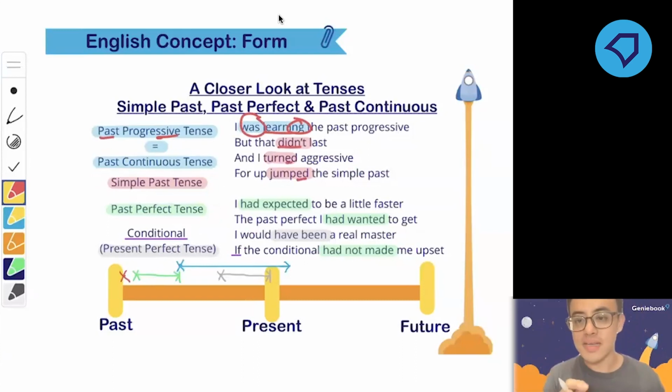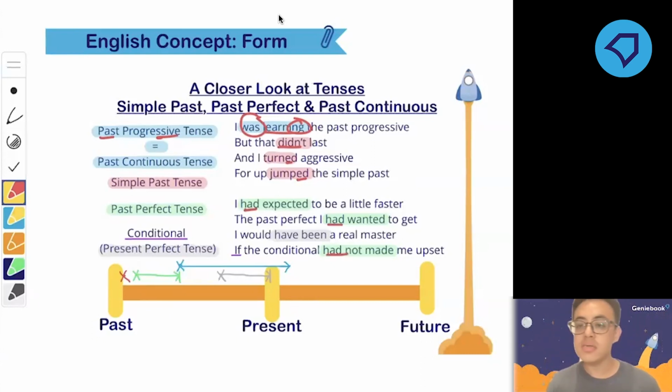Now, past perfect tense is a little bit difficult. Okay, let's talk about past perfect tense. Now, I read the second part of the poem. I had expected to be a little faster. The past perfect I had wanted to get. I would have been a real master if the conditional had not made me upset. Okay, so past perfect tense, you just need to know one thing. One word turns a verb to past perfect. And this verb is super important. The verb is the word had.